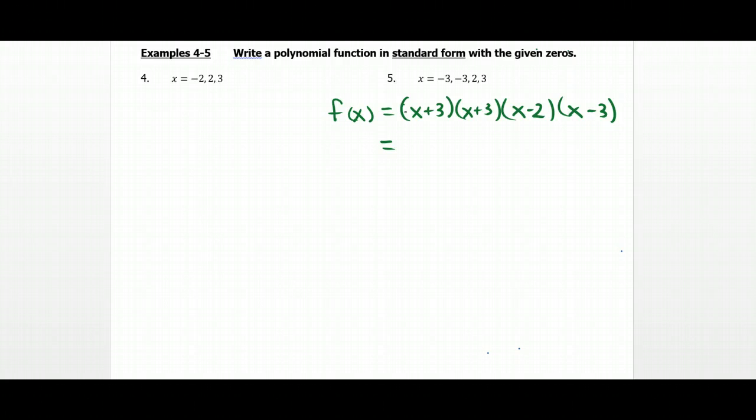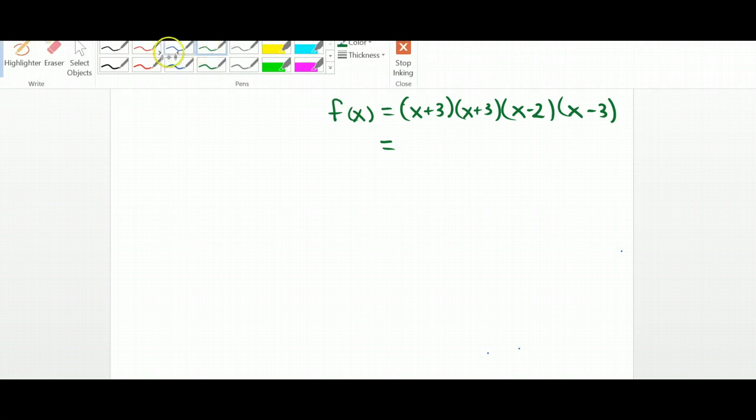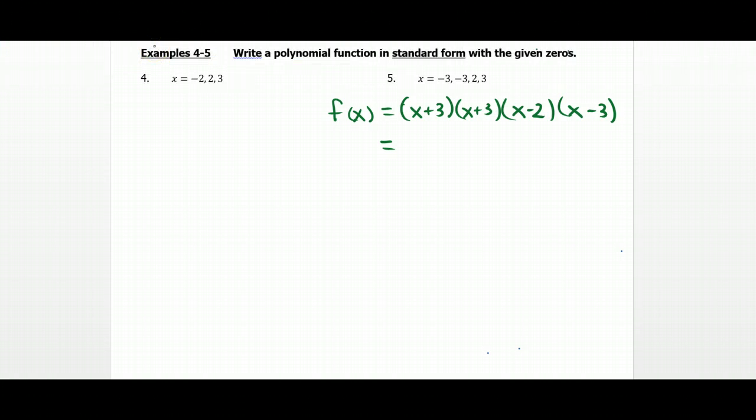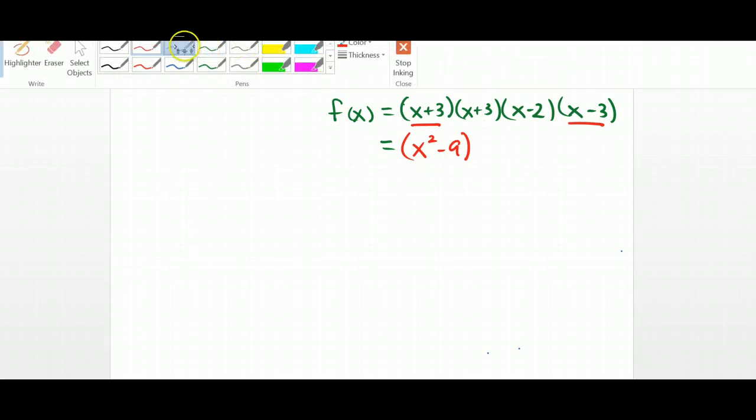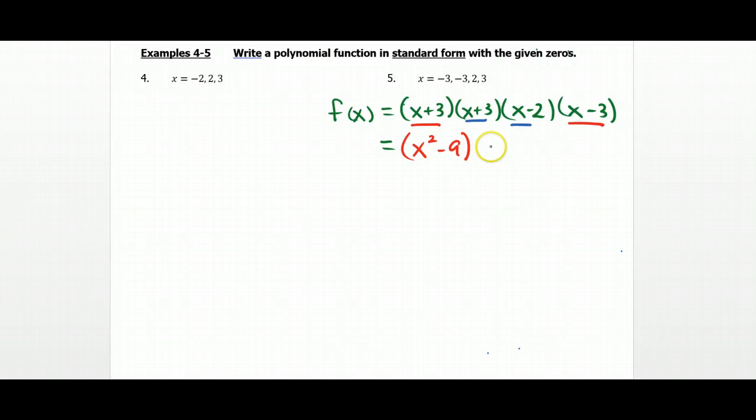Okay, now one trick I've found over the years that helps me when I'm multiplying several binomials together is if I can multiply any conjugates by each other, I'll do that first. Okay, so I have an x plus 3 here and an x minus 3 here. If I multiply those together, I get x squared minus 9. Okay, so that makes it a little bit easier in terms of my multiplying here. I'm also going to multiply x plus 3 times x minus 2. And when I FOIL that out, that would actually give me x squared plus x minus 6. Okay, so now I have this binomial times this trinomial that I need to multiply together.